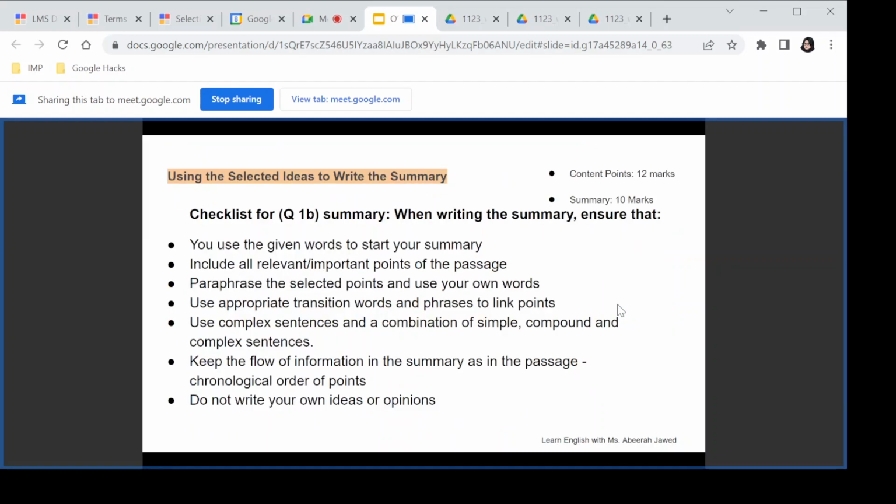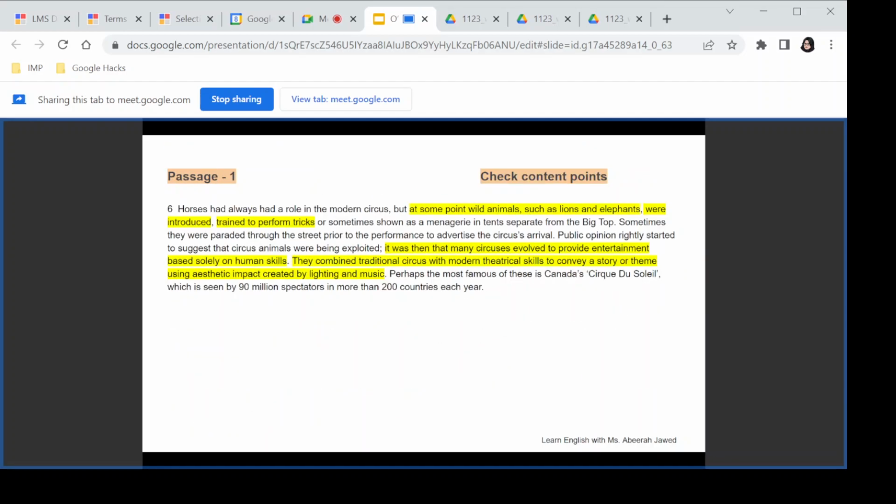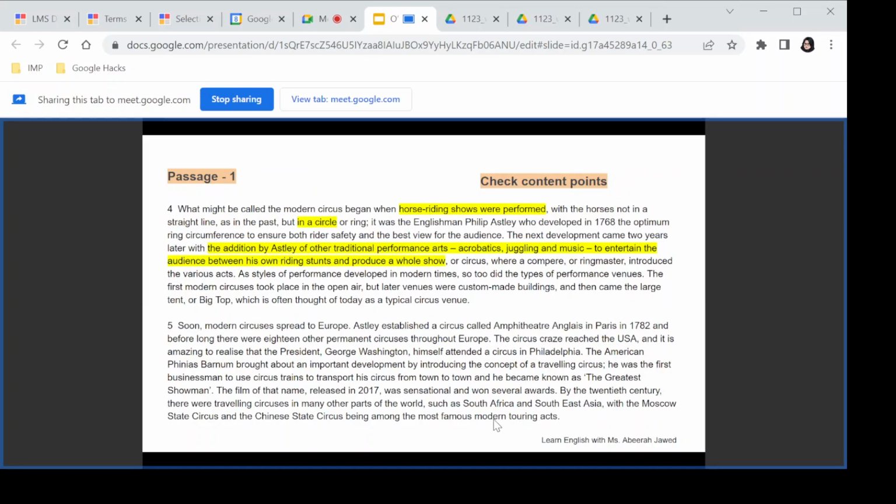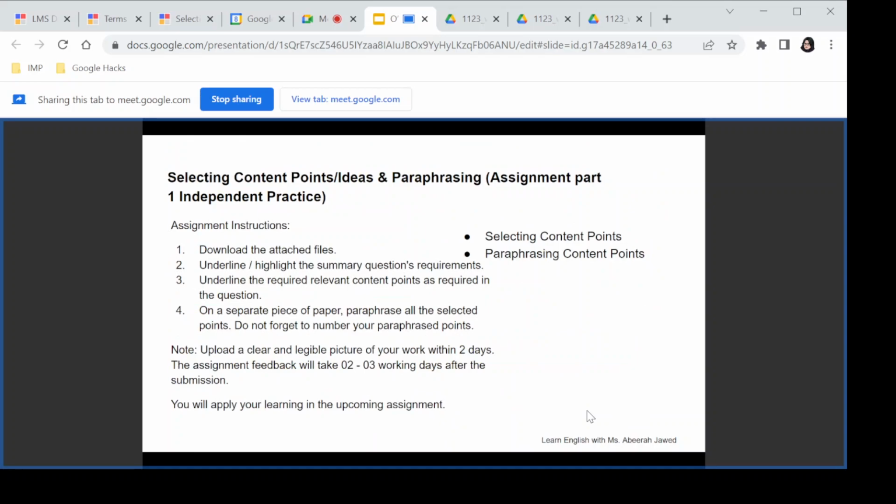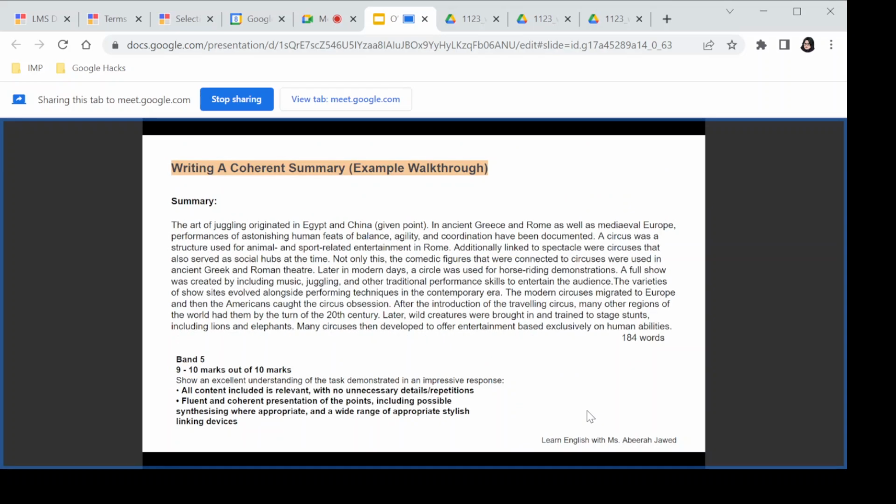Oh, okay, I got it. Right? Here, I think it's here. South Africa and Southeast Asia. So what I did was I said many other countries here. Many other regions of the world had them by the turn of the 20th century.